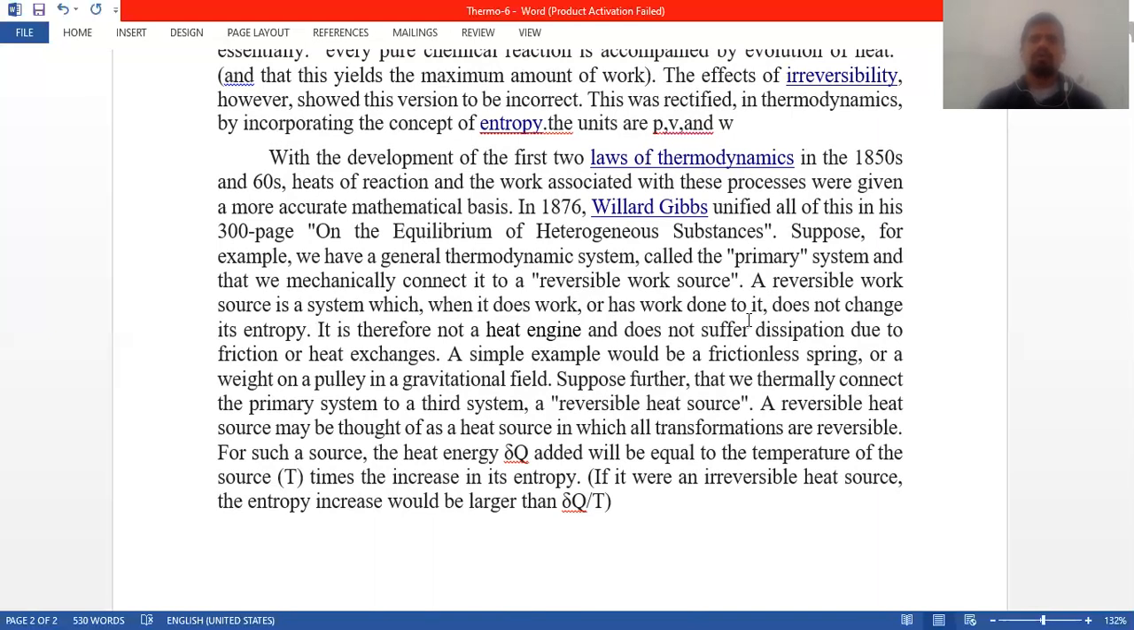Suppose further that we thermally connect the primary system to a third system, a reversible heat source. A reversible heat source may be thought of as a heat source in which all transformations are reversible. For such a source, the heat energy delta Q added will be equal to the temperature of the source T times the increase in entropy. If it is an irreversible heat source, the entropy increase will be larger than delta Q divided by T. So it is all about the work done, the maximum work done.